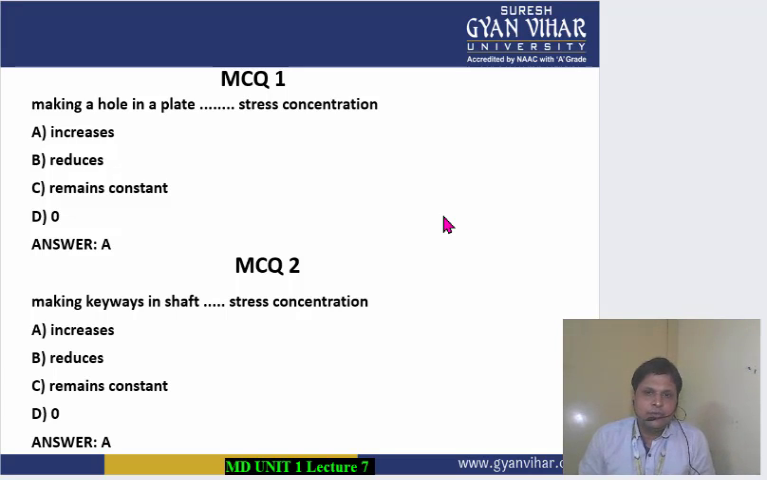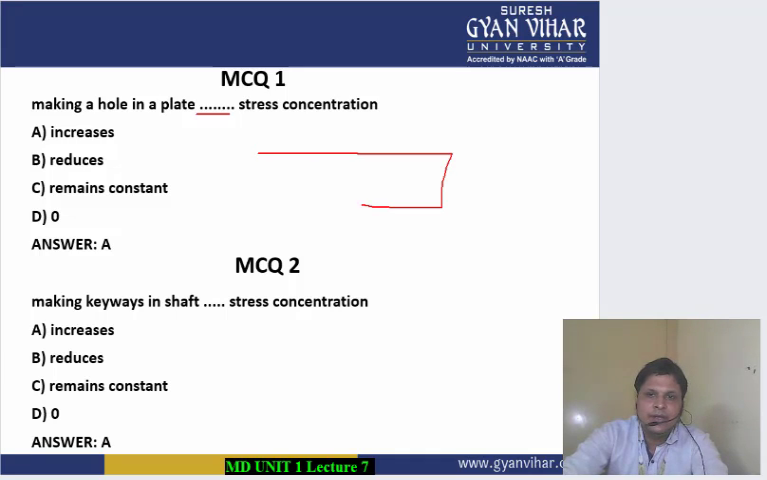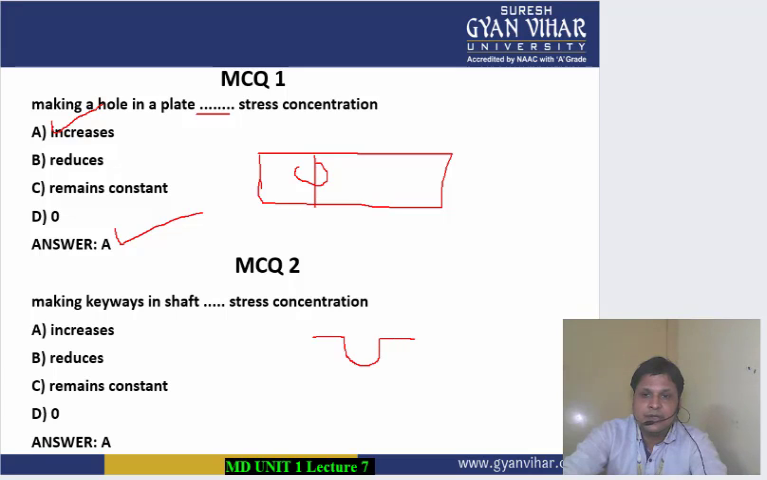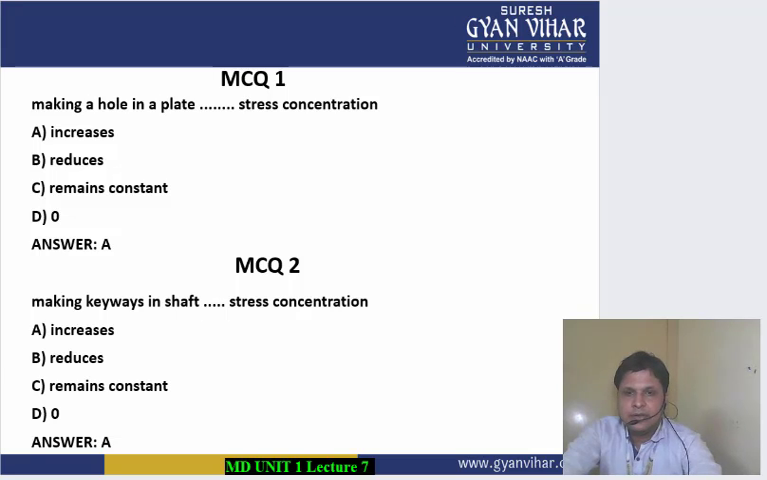See, first MCQ number 1, making a hole in a plate dash stress concentration. So we all know, if you make a hole in a plate, stress concentration will increase. So A is the correct answer. Second, making keyway in shaft dash stress concentration. Again the same thing, if you make a keyway in a shaft, as I have just told you, this will increase the stress concentration. So A is the correct answer.